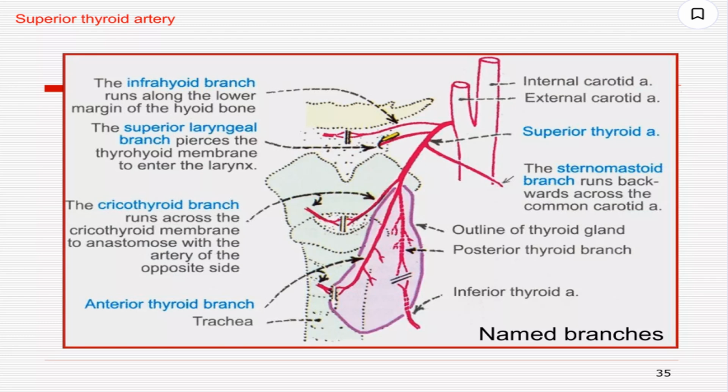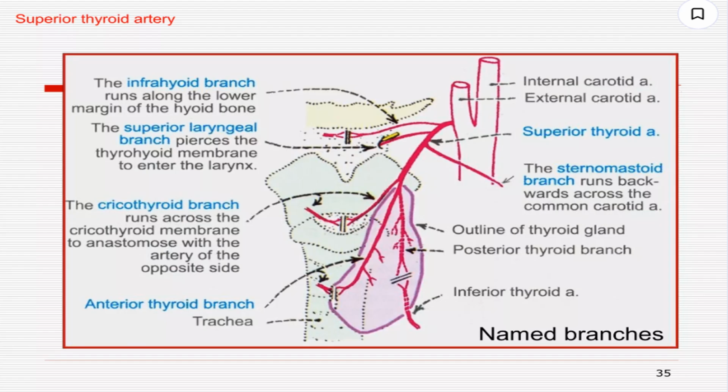So we have the other branch, the cricothyroid branch, which runs across the cricothyroid membrane and anastomoses with the cricothyroid artery of the opposite side. And we have the glandular branches for the thyroid, and then we have the sternomastoid branch, which runs backward across the common carotid artery. It supplies the sternocleidomastoid muscle.